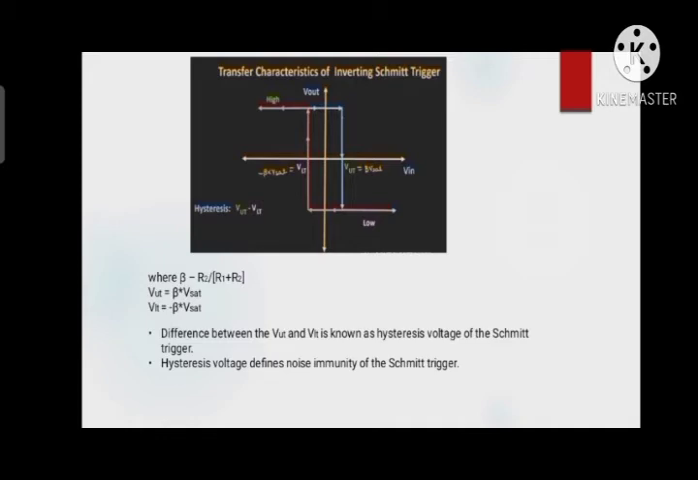The difference between the upper threshold voltage and the lower threshold voltage is known as the hysteresis voltage of the Schmitt trigger. Hysteresis voltage defines the noise immunity of the Schmitt trigger. The upper threshold voltage is equal to beta into V saturation, where beta is R2 divided by R1 plus R2. The lower threshold voltage is equal to minus beta into V saturation.